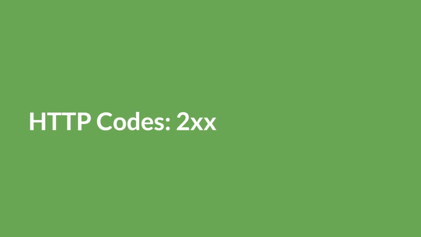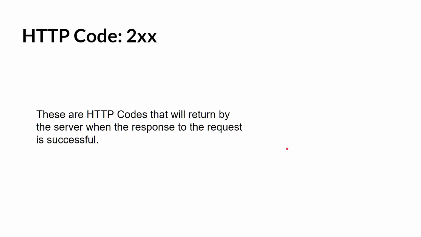Of course, there is also an HTTP code 100 series. You can check it out from the Mozilla documentation. What we will be showing here is some of the more popular HTTP codes that we might encounter. For the 200 series, these are HTTP codes that will be returned by the server when the response to the request is successful.